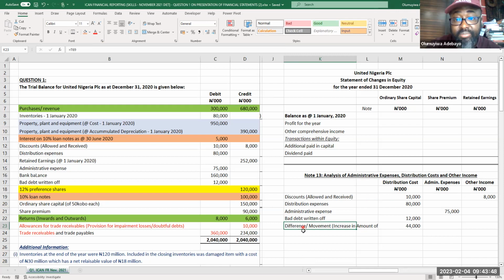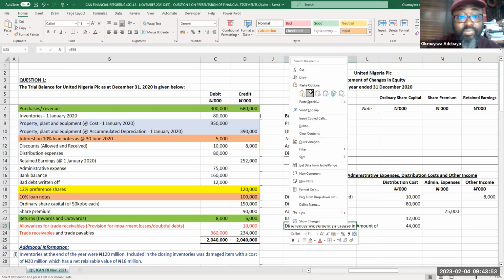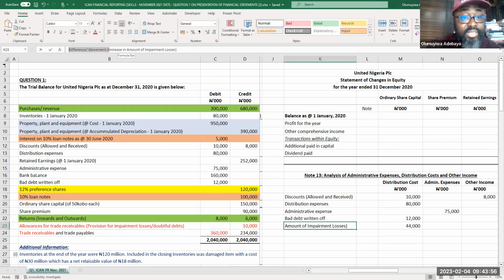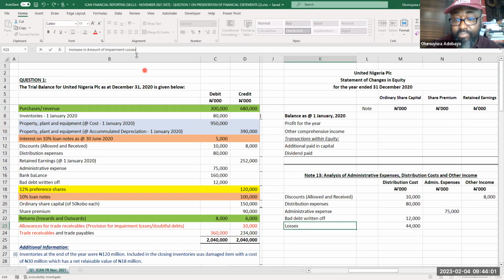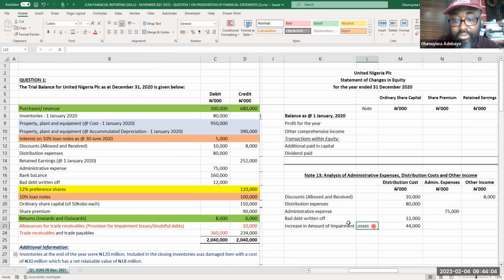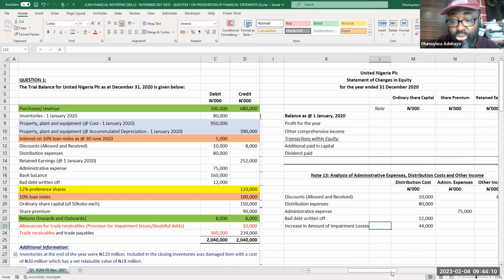Let me just copy and paste. Reduce the length. Okay. I'll put that as note 6. Note 6. Okay.